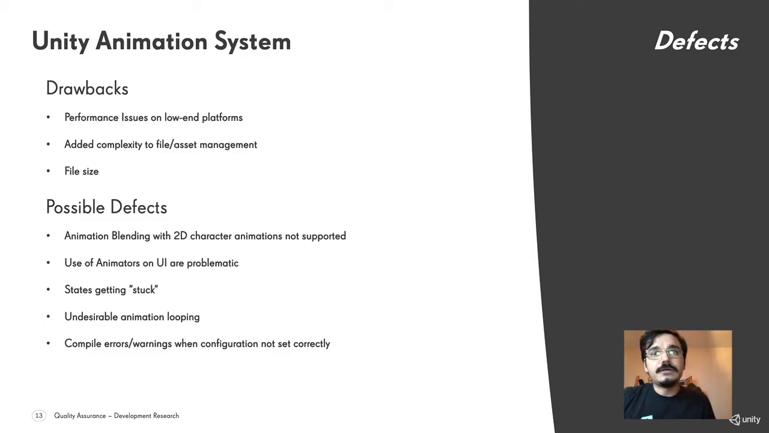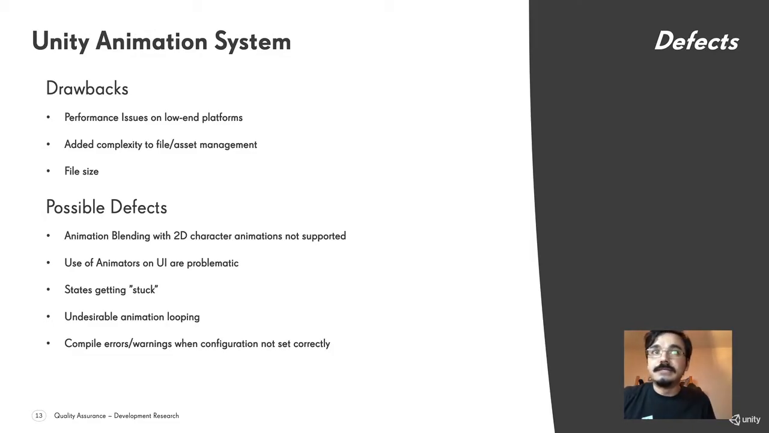Possible defects or little bugs that could occur through the use of the animation system: animation blending with 2D character animations is still not entirely supported. So certain bugs or glitches could arise from that. The use of animators on UI in specific can be problematic at times as well.